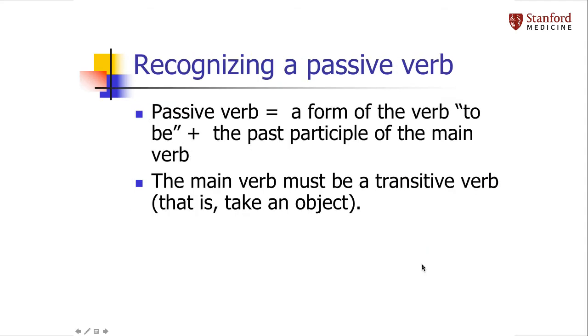How can you recognize the passive voice? You're going to look for a passive verb, and a passive verb has 2 parts to it. It always has a form of the verb to be, that is, are, was, were, be, been, or am, and it has a main verb that's going to be in the past tense, and that main verb has to take an object. It's what we call a transitive verb. It has to take an object, or there's no way to invert it into the passive voice.